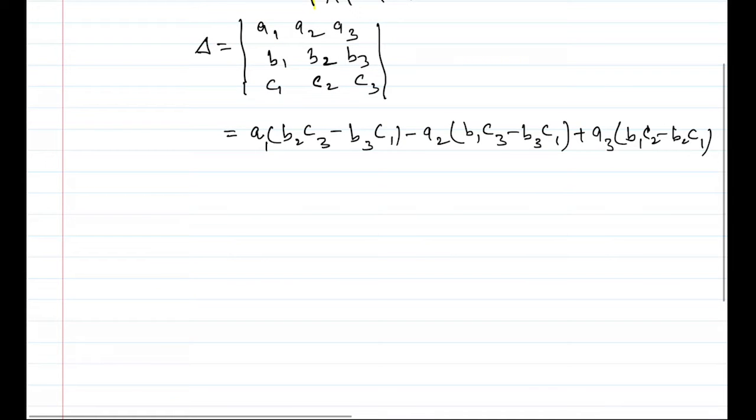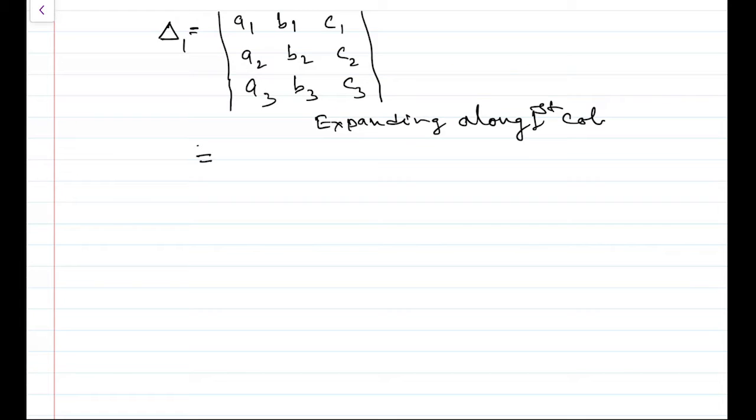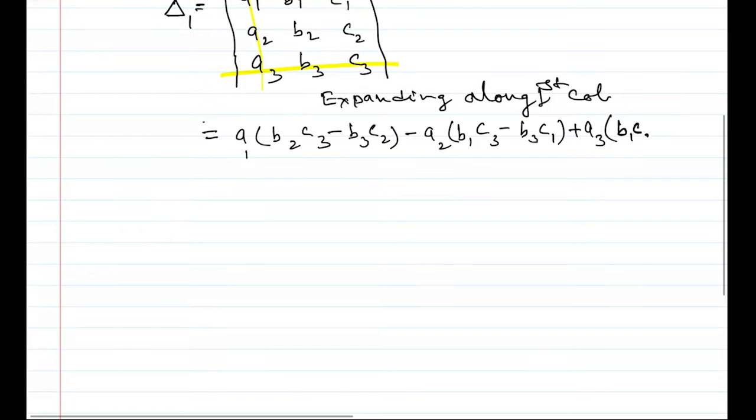Now let us interchange rows and columns. Let us assume that we have got a different determinant. We know that we can expand the determinant along any row or column, and its value remains the same. Expanding this determinant along the first column, as we have learned in the previous video, we can expand a determinant along any of its rows or columns. Now we are expanding this determinant along the first column, b1 c2 minus b2 c1.